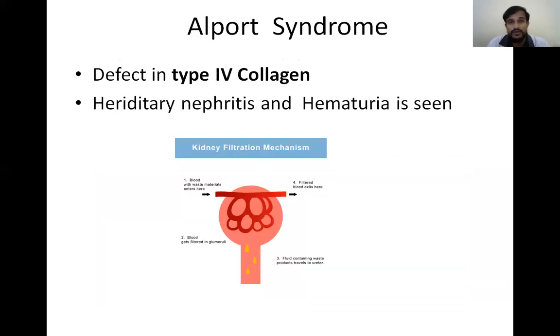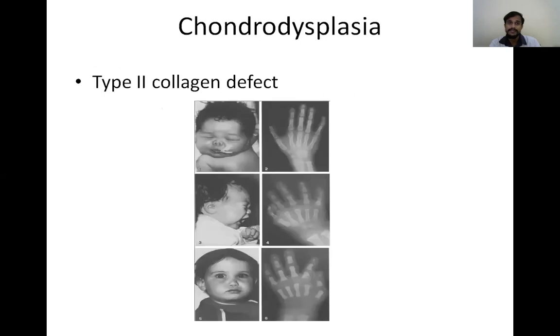And Alport syndrome is a birth defect, and the defect is in type 4 collagen. Here we can see hereditary nephritis, the inflammation by birth itself, and hematuria is the common symptom seen in Alport syndrome. Most of the extracellular matrix diseases are hereditary. They come from genes, and most of them are autoimmune diseases.